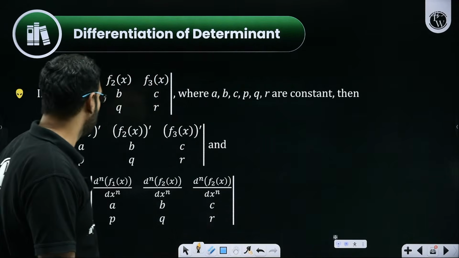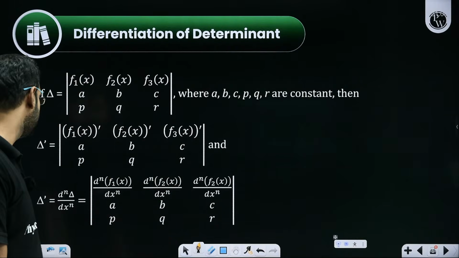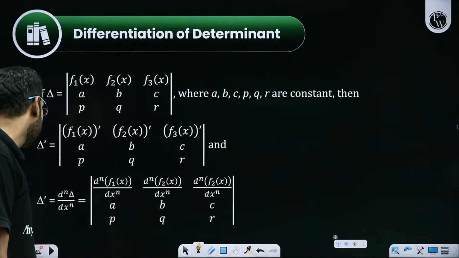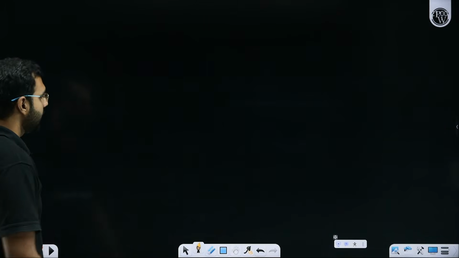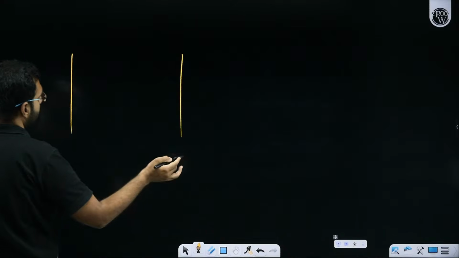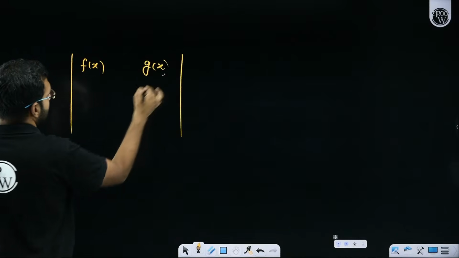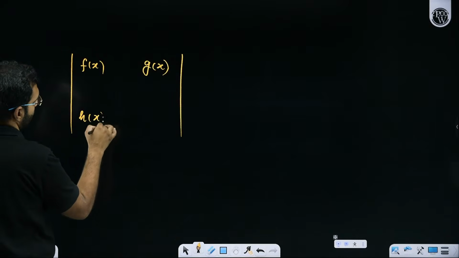Great, cool. So what I am saying here is that if you ever wish to differentiate a determinant, let's say a determinant has, let's say, 2 rows. So first row has f(x), g(x), h(x), and let's say one more function. What should I say?